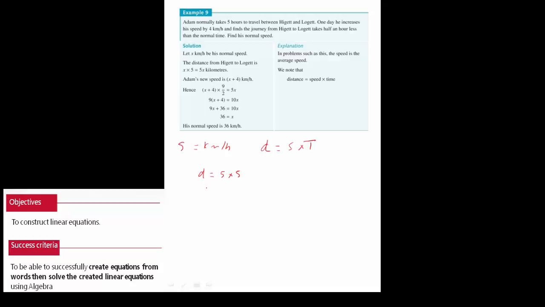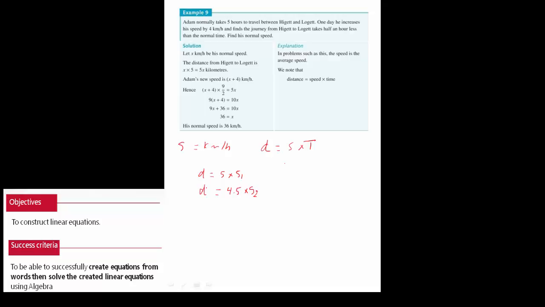Now the second time when he changed his speed, it's the same distance again, equals, it took half an hour less, so 5 minus half an hour is 4.5 or 9 over 2, multiplied by the new speed. So if you call that one S1, this is S2, the new speed. So what's happening is that's the first speed and that's the second speed. What's the relationship between S1 and S2?